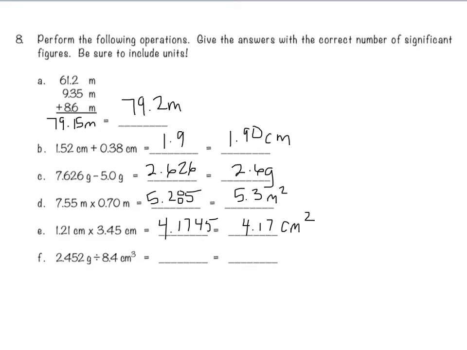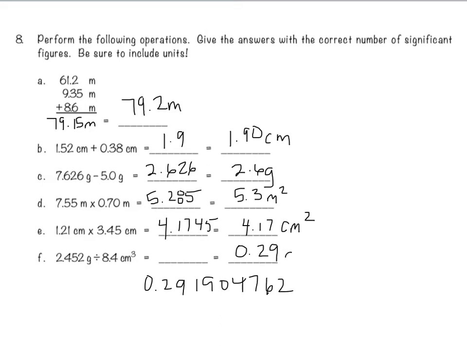And then finally in F, this is a division problem. You divide 2.452 by 8.4 cubic centimeters, and your calculator is going to reply this number, 0.2919044762. Okay, we're limited to 2 sig figs because of the number 8.4. How do I round this to 2?